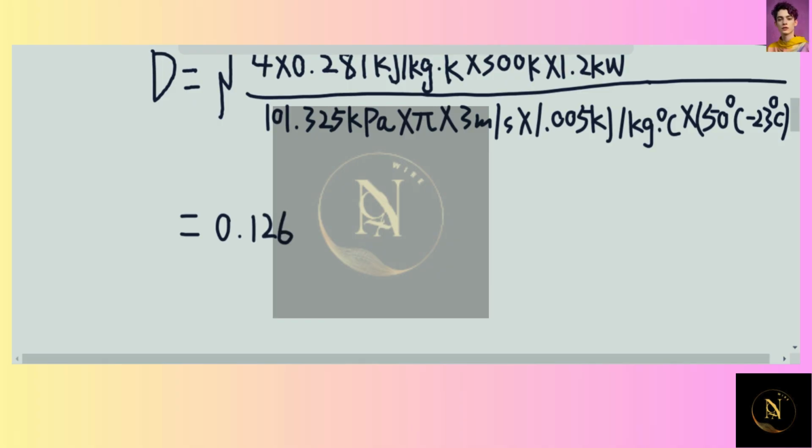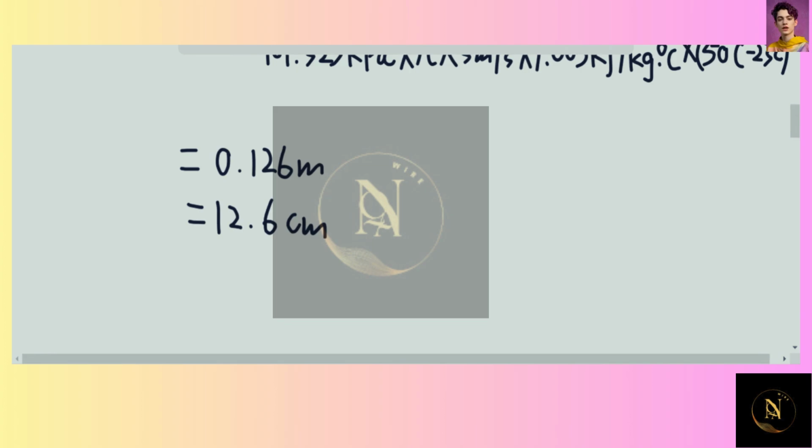And this will give us the diameter of the hair dryer of about 0.126 meter. If we convert it to centimeters, it's about 12.6 centimeters. So therefore, we can design a hair dryer with a diameter of 12.6 centimeters to satisfy the requirement here. Okay, and these are the answers for this question.